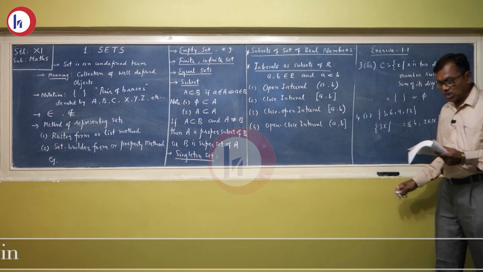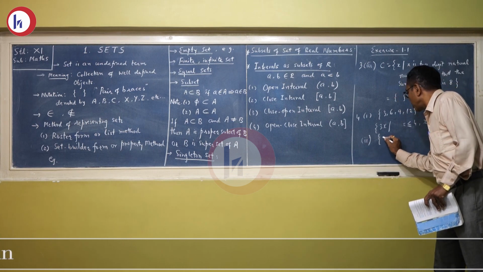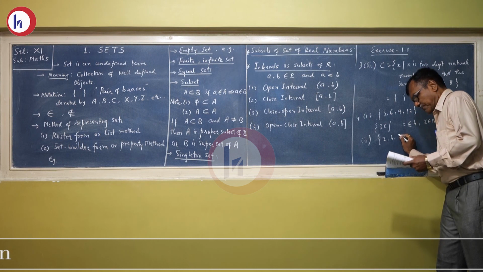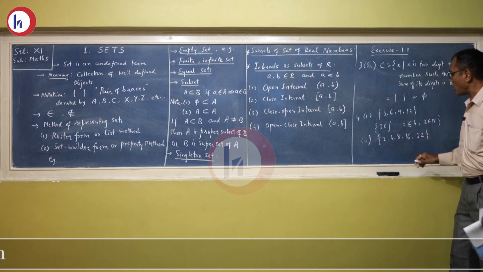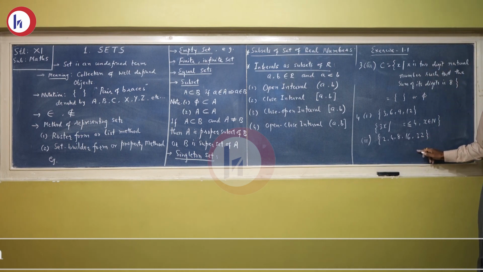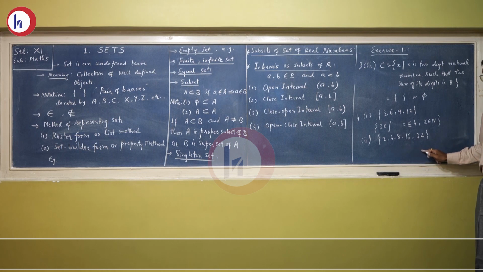One more example, 2, 4, 8, 16, 32. Now observe this carefully. All these are multiples of 2 and at the same time powers of 2. So 2, 4, and then 6 is not there, directly 8. Then 10 is not there. Then 12 is also not there. 14 is also not there. So it is not only even numbers. It contains some special property of these elements.